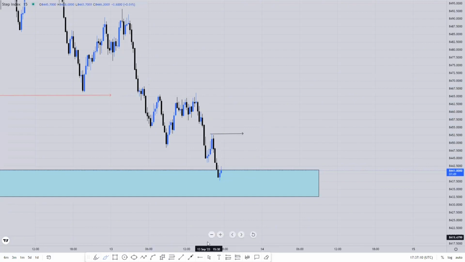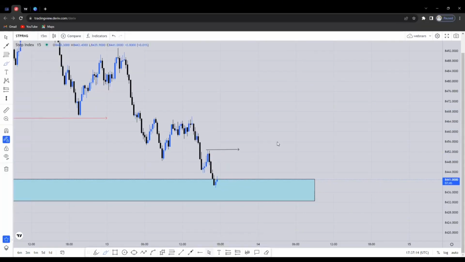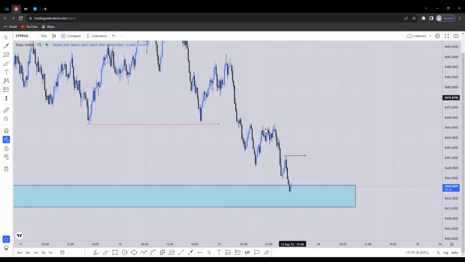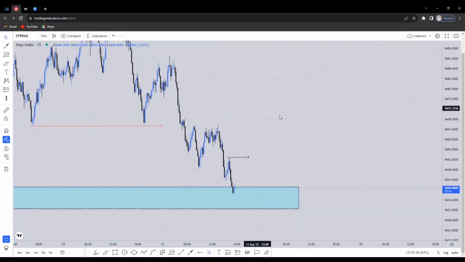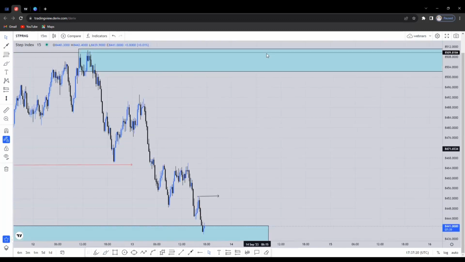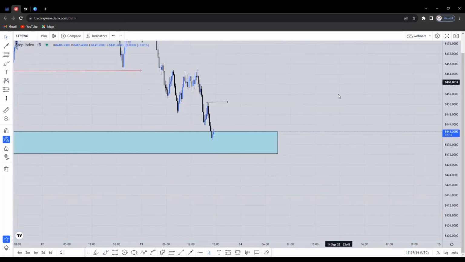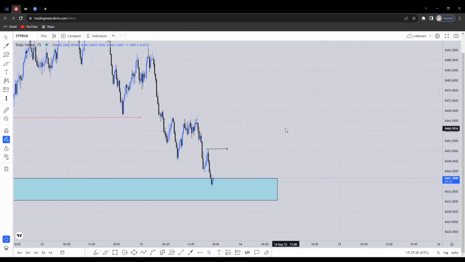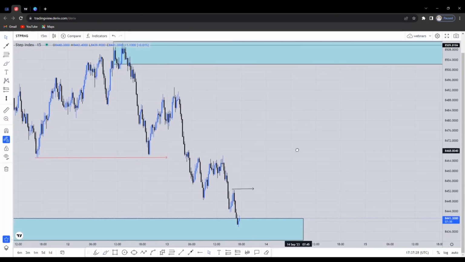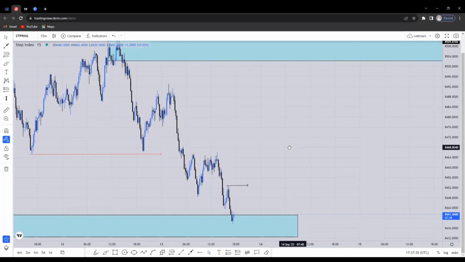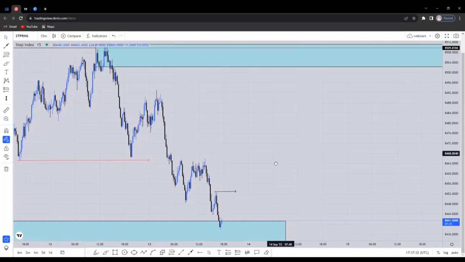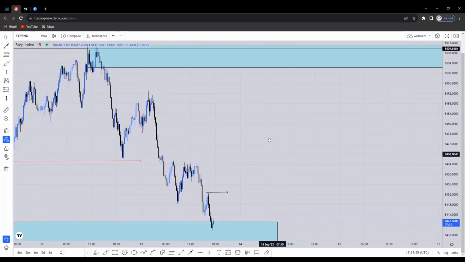So right now, I will be waiting, doing nothing, folding my hands outside there, right? This is what I'm currently looking out for on step index. This is a medium zone. That's an extreme zone. That one at the bottom is also an extreme zone. Those are the three major zones that I'm looking forward to on step index. So I hope it's clear.